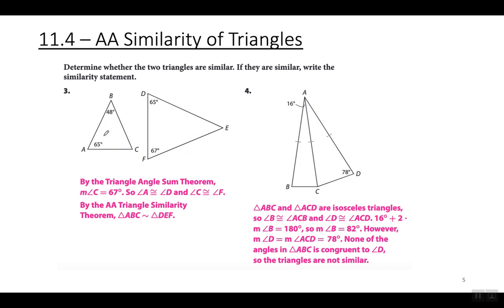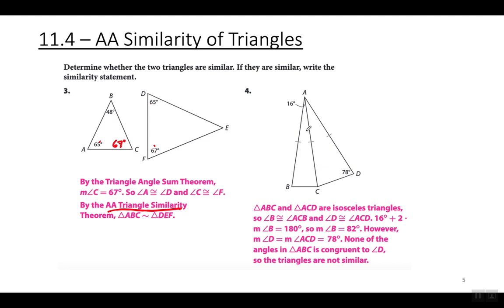All right, so this one, remember that when you add up all the interior angles of a triangle, it has to give you 180. So when I subtract these two numbers from 180, it says right here that the measure of angle C is going to be 67. Okay, that allows me to see that this angle is congruent to this one, and this angle is congruent to this one. So therefore, by the AA triangle similarity theorem, the two triangles are similar.